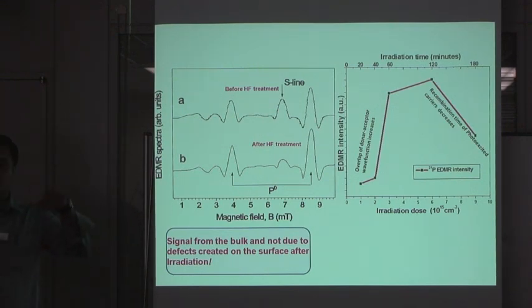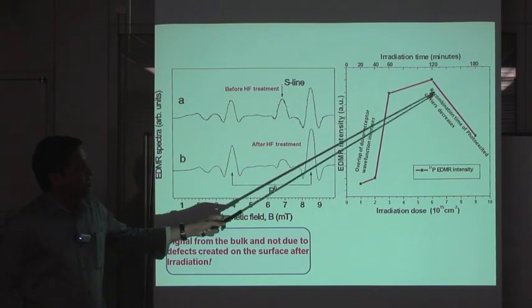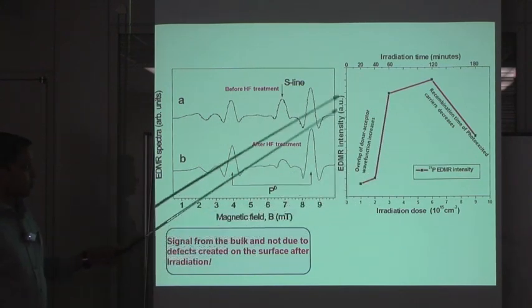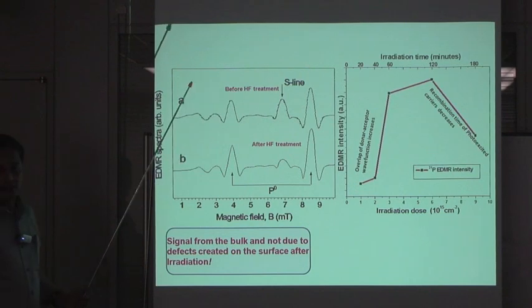So even before you can flip the spins, they will recombine, so you will not see any change in the conductivity. As a result, the intensity will decrease here. So this is limited by the recombination time of the photoexcited carriers.